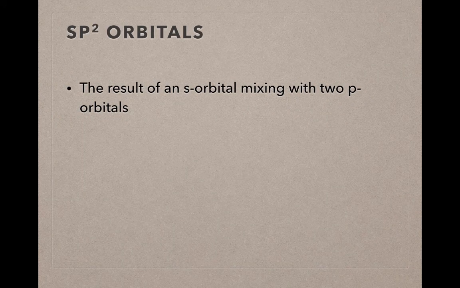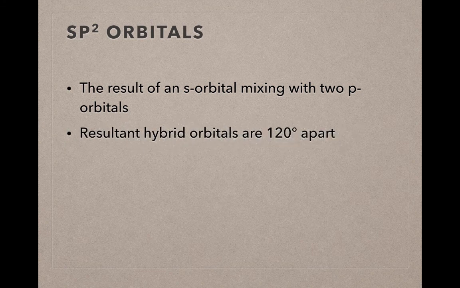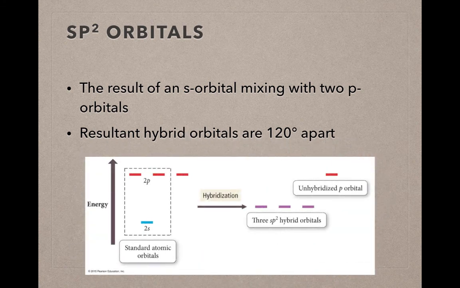Now we also have sp2 orbitals, and we use sp2 orbitals when we need to form 3 bonds. And this is the result of an s orbital mixing with 2 p orbitals. And the resultant hybrid orbitals, when we do the math and work it all out, we find that these hybrid orbitals are 120 degrees apart. Well, that's exactly what we would expect for 3 bonding groups, 120 degrees apart.